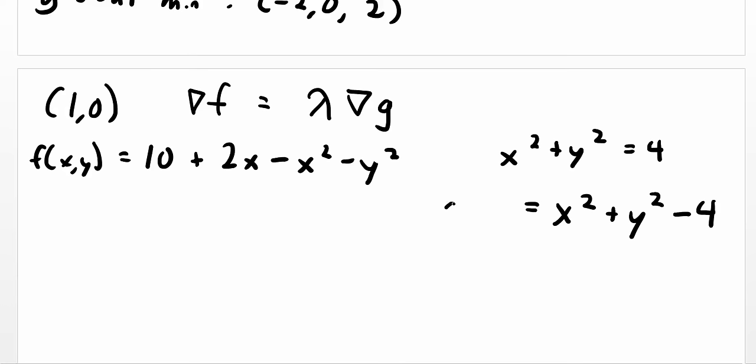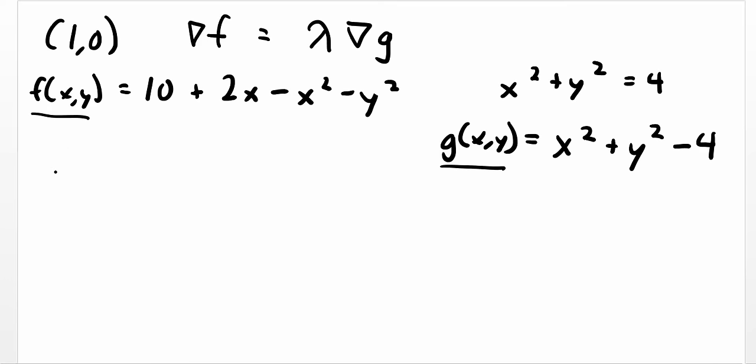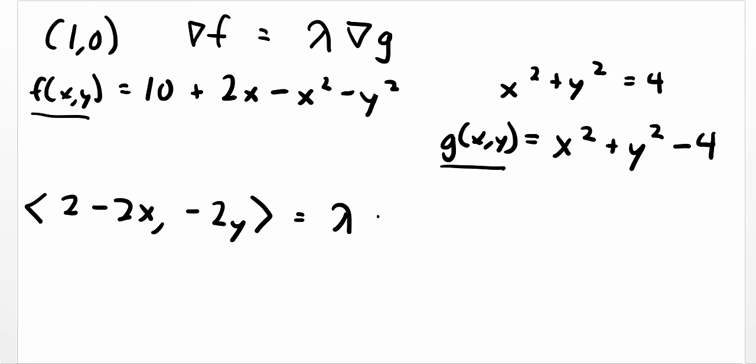And you just set your constraint equal to that. So this is f, this is g. We can set up the vector equation. So we'll take the gradient of f. We'll have 2 minus 2x for the i component, and negative 2y for the j component. We'll set this equal to lambda times the gradient of the constraint. Gradient of the constraint is 2x, the i component, and 2y for the j component.